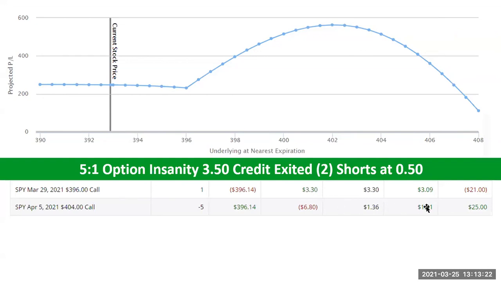So basically, I almost captured the $250 credit, and I held on to the long because it's only worth 10 cents. And if the market shoots up, then I might be able to get out of it for something extra. Then I turned around and I tried to replace this.